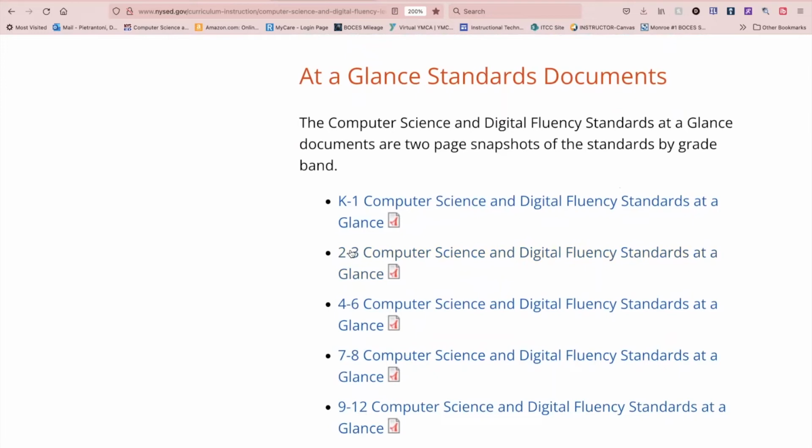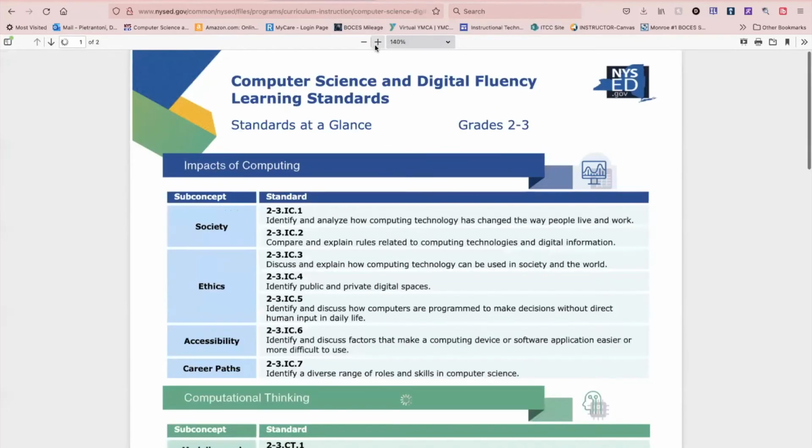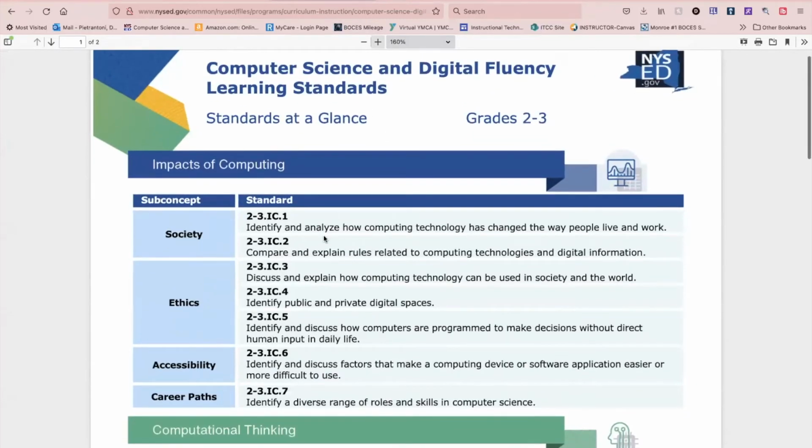I'm just going to click on grade band 2-3. What I love about these documents is that I can print out this sheet. It's just 2 pages and I can keep it by my computer, or I can download it onto my computer and have access to it as I'm looking at my curriculum and trying to purposely and authentically align these standards to activities that I'm doing with my learners.